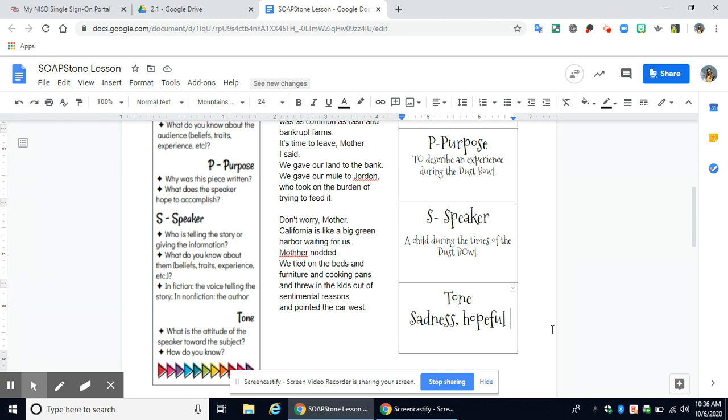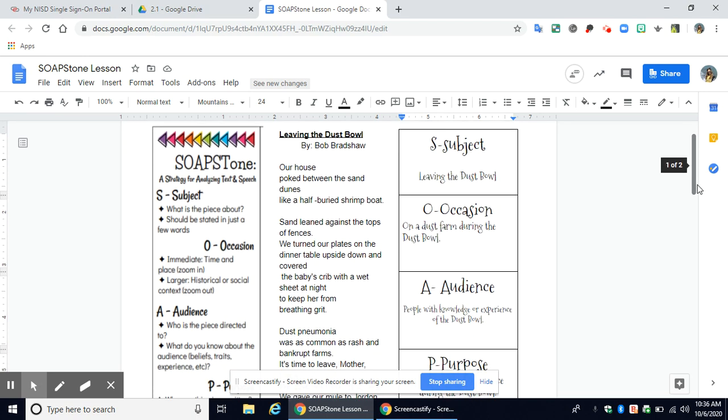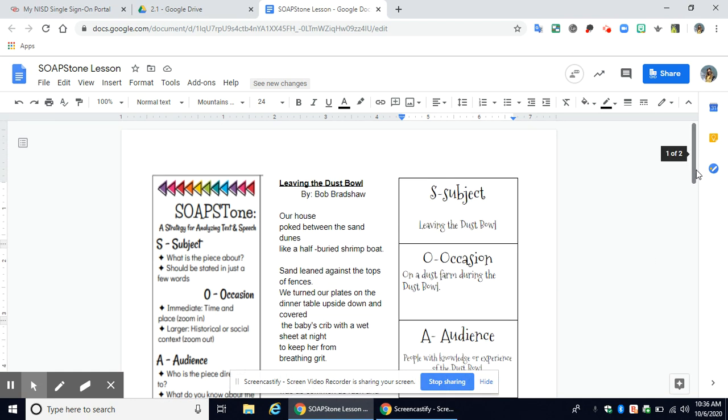Okay. So this is an example again of how to use the SOAPSTone strategy whenever you're looking at poems or any kind of text, any literature that you're reading. Again, remember the SOAPSTone is an acronym. Each letter stands for something. So whenever you're looking at it, you'll just break it up that way. So it'll be easier. That way you're able to understand whatever you're reading deeply.